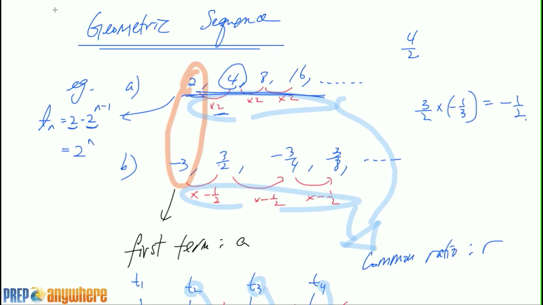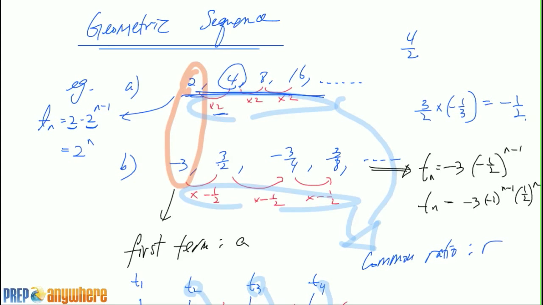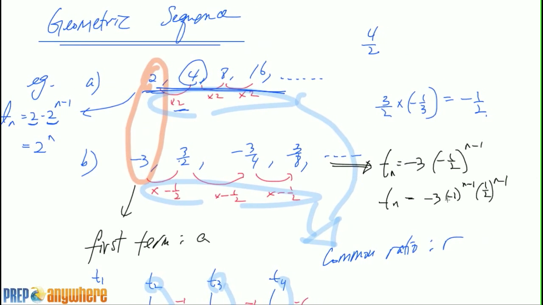Okay, B. What do you think, Jay? Negative 3 times negative half to the power of n minus 1. Yes, this is a little bit more complicated, right? You can write it this way, negative 3. You can write that as this, negative 1 to the power of n minus 1 and half to the power of n minus 1. So you separate the complicated negative.